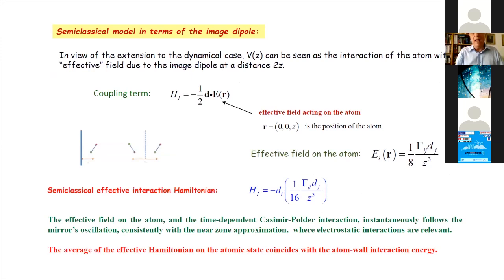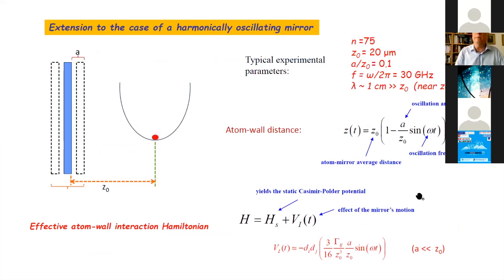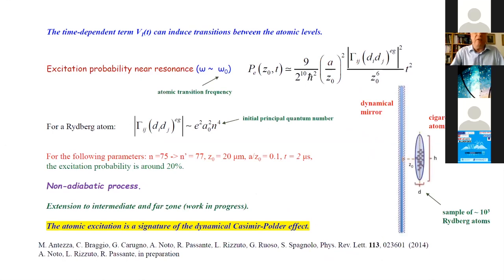Now, what happens if the mirror is not static but is oscillating? Of course, this distance Z changes in time, and this is the situation. And so, if we assume small oscillation amplitude, we have on one side this time-dependent Z distance, and this gives some time-dependent atom-wall potential that adds to the static one that is given by this expression.